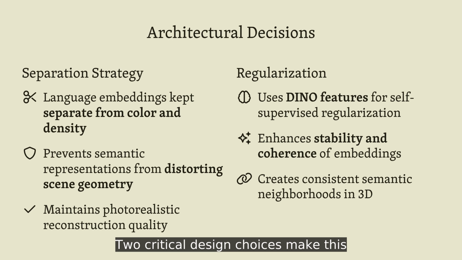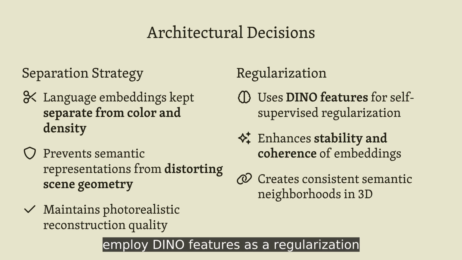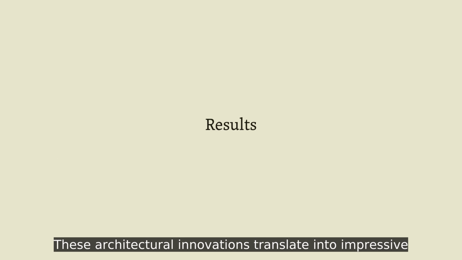Two critical design choices make this work. First, they deliberately separate language embeddings from the standard NeRF outputs, ensuring that adding semantic understanding doesn't compromise the geometric accuracy. Second, they employ DINO features as a regularization signal, which helps create smooth, coherent semantic regions throughout the 3D space. These architectural innovations translate into impressive real-world performance.